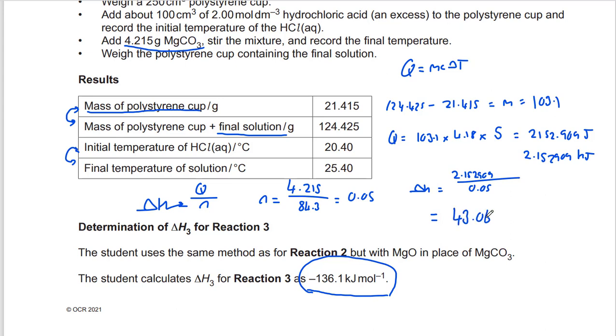Okay, positive number, 43.06. We've gone up. We've gone from 20.4 to 25.4. We've increased temperature, therefore it is an exothermic reaction, therefore our delta H is minus 43.06.